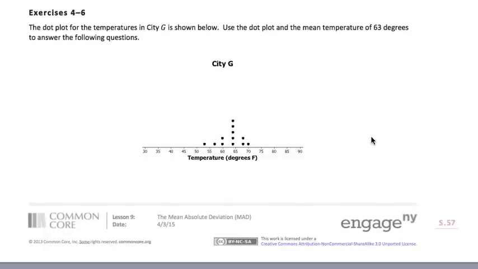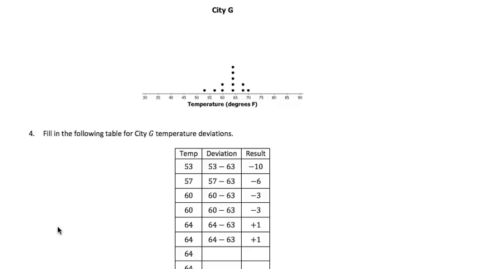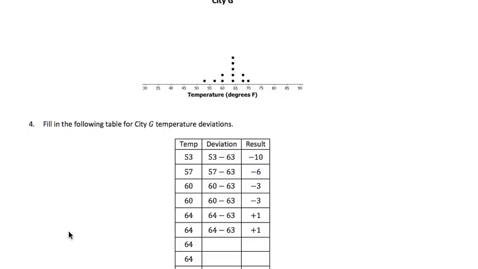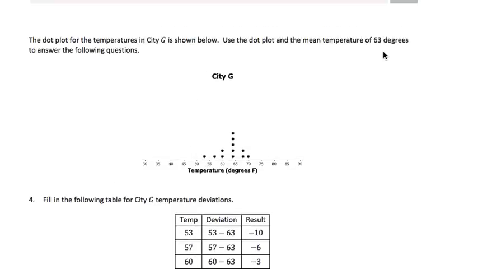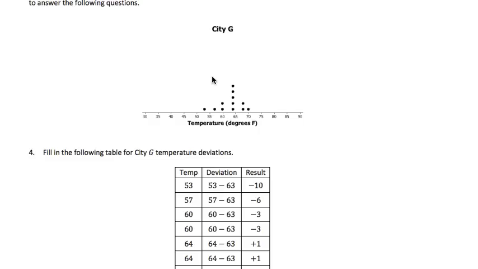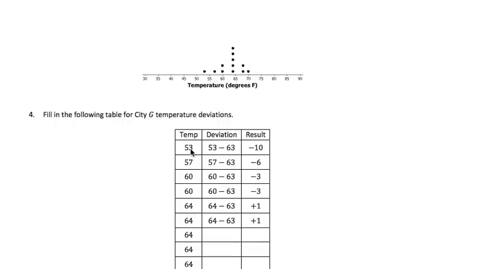The dot plot for the temperatures in City G is shown below. Use the dot plot and the mean temperature of 63 degrees to answer the following questions. First, we'll fill in the table for the City G temperature deviations. The table is started for us. We started with the data point 53, and remember we were told that the mean temperature was 63 degrees. So to find the deviation, we're going to use the data point and subtract 63, and then we put our result in the right column.